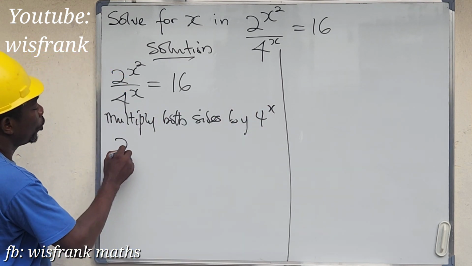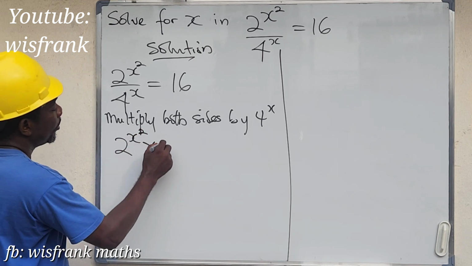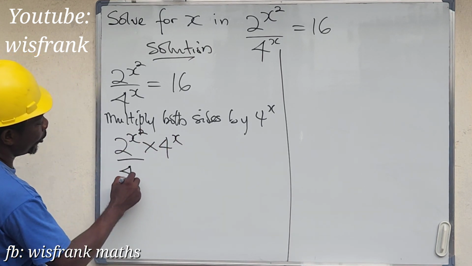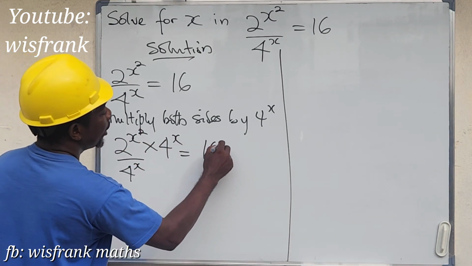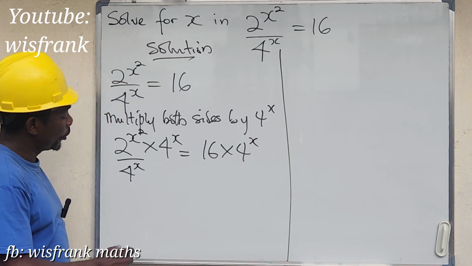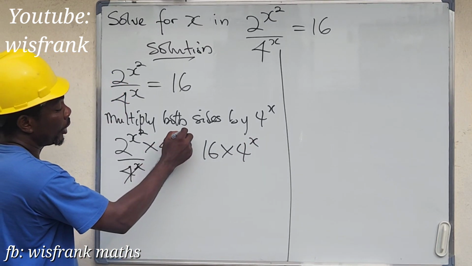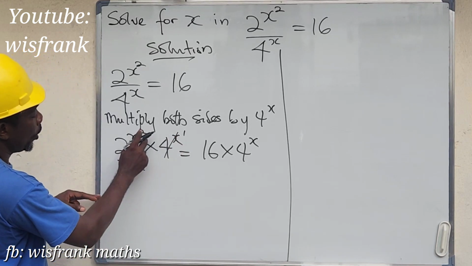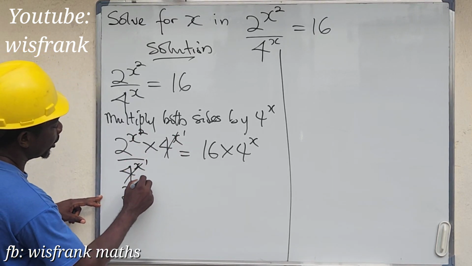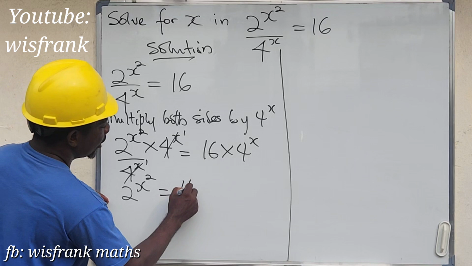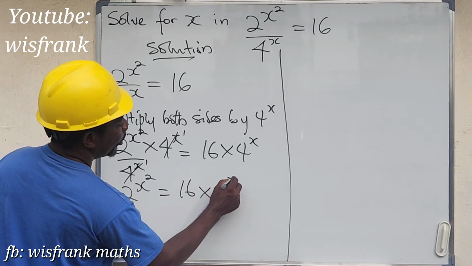So this will become 2 raised to the power of x squared times 4 raised to the power of x all over 4 raised to the power of x equals 16 times 4 raised to the power of x. So that 4 raised to the power of x will cancel here, and 4 raised to the power of x will cancel here. We have 1, 1. So here will become 2 raised to the power of x squared equals 16 times 4 raised to the power of x.